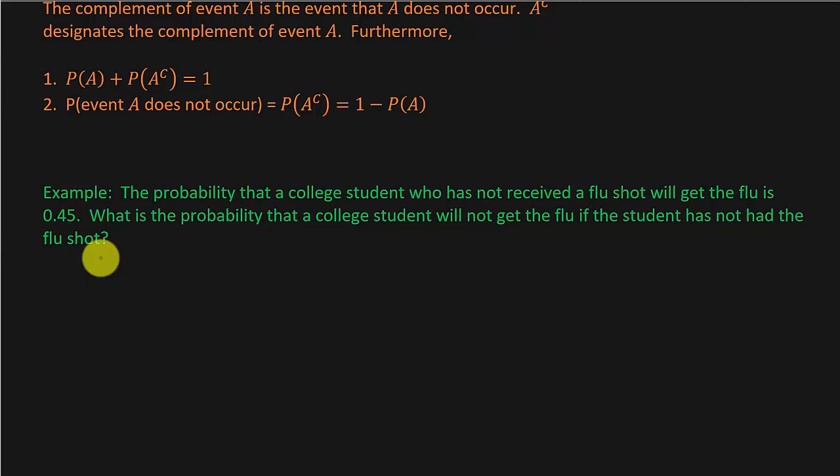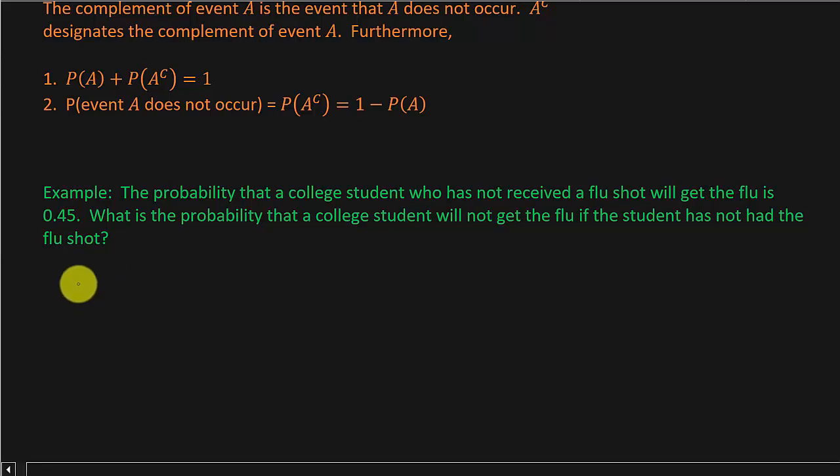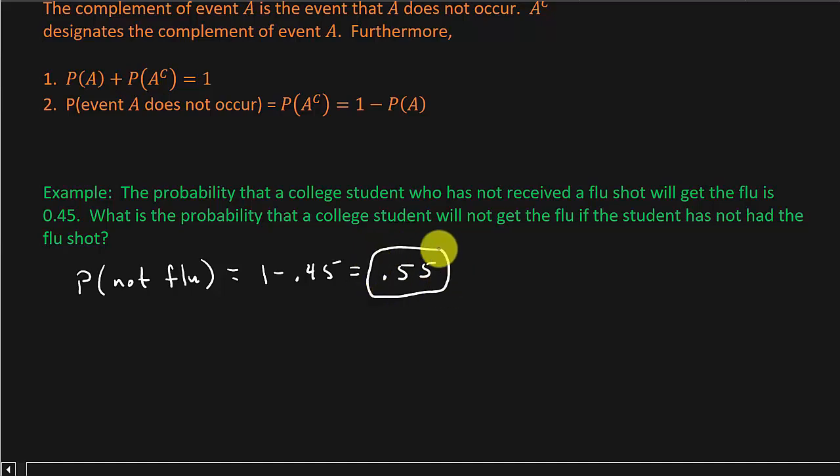Well, that is the probability of not getting the flu. I'm just going to put not flu. If the probability of them getting the flu is 0.45, then the probability of them not getting the flu is 1 minus 0.45, which is 0.55. Okay? And that's all that is.